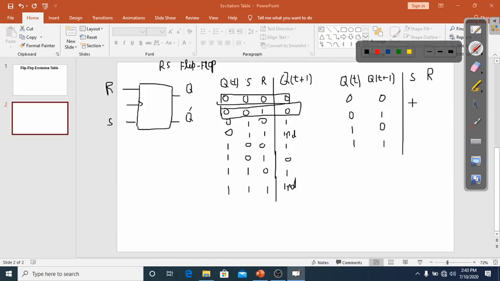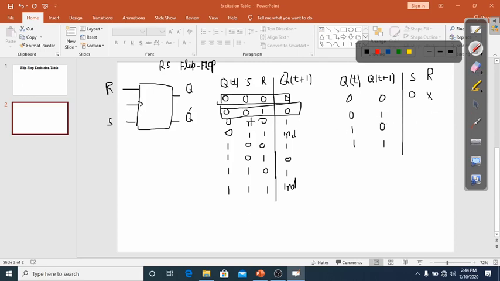So here we can say that in this case set is always equal to 0 and reset could be equal to 1 or equal to 0. So I will plug in a don't care condition here. So we will use a don't care condition wherein you have two options, either the input could be a 0 or could be 1.